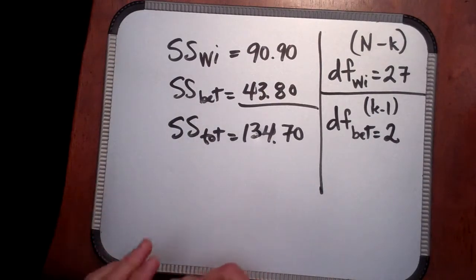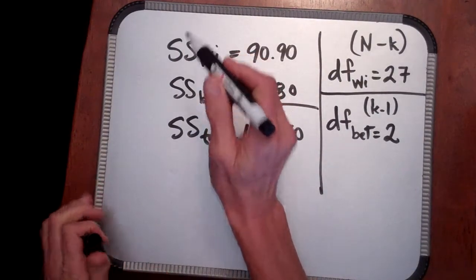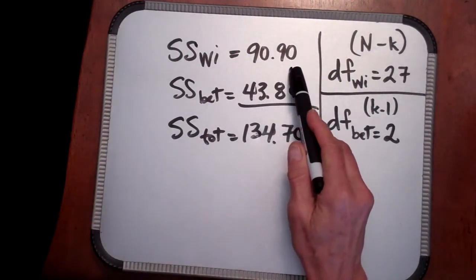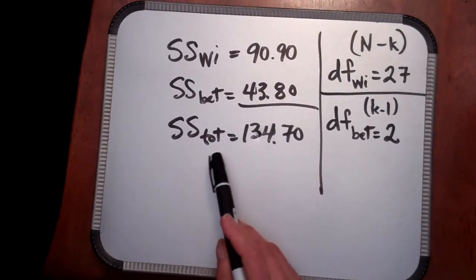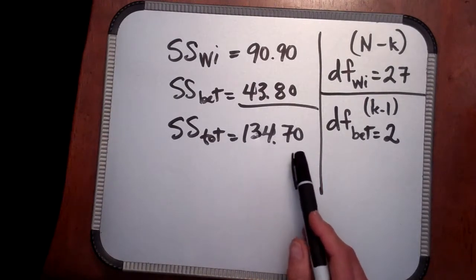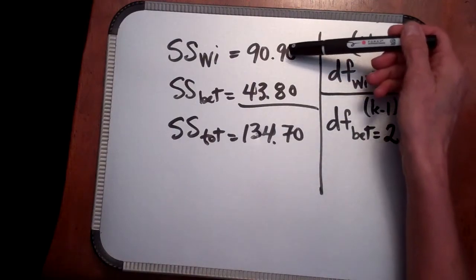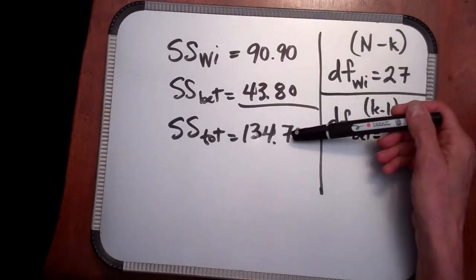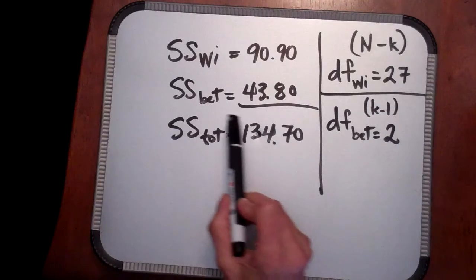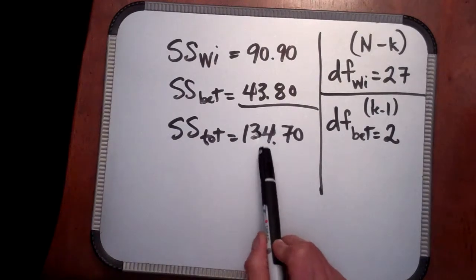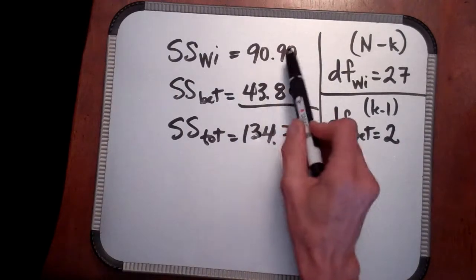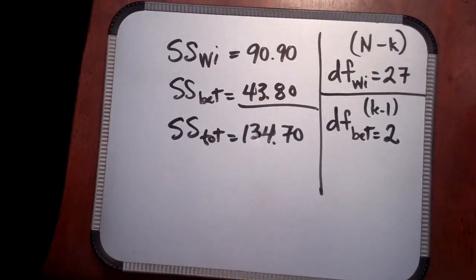We've determined that the sum of squares within for this problem is 90.9, the sum of squares between is 43.8, and the sum of squares total is 134.70. And notice that the sum of squares within and between are additive, and once again, if you calculate sum of squares total separately as we did in the previous example, it's a good check to make sure that your sum of squares within and between are correct.